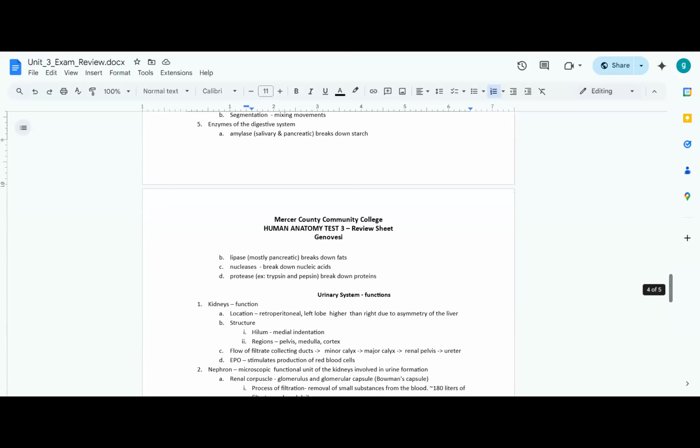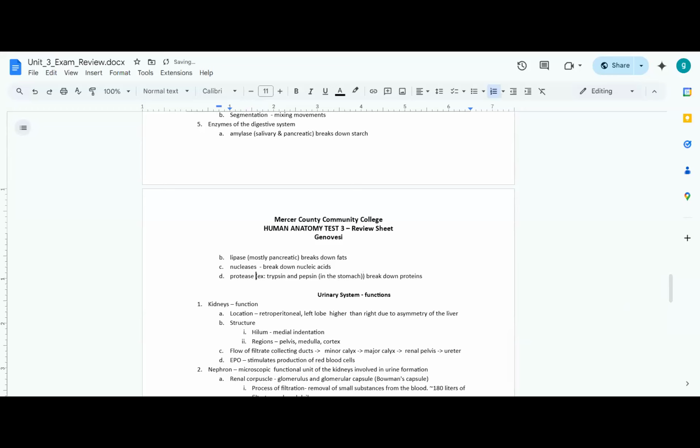Amylase breaks down starch. It's found in your mouth, in your saliva, and released from the pancreas. Lipases break down fats. Chemically, fats are called lipids. That's mostly released from the pancreas. Nucleases break down nucleic acids, kind of a minor component of your diet. And proteases break down protein. So we did a little bit about pepsin in the stomach.